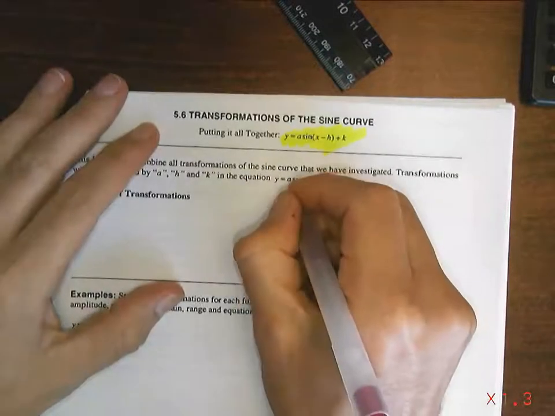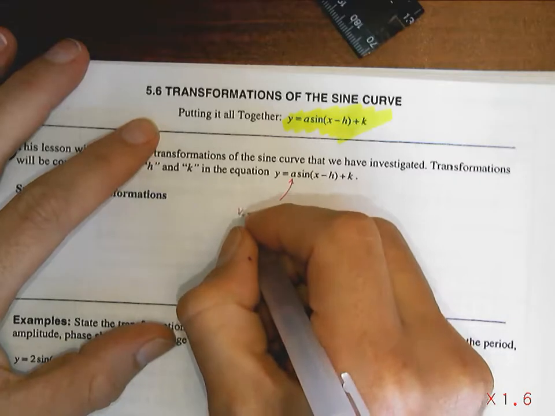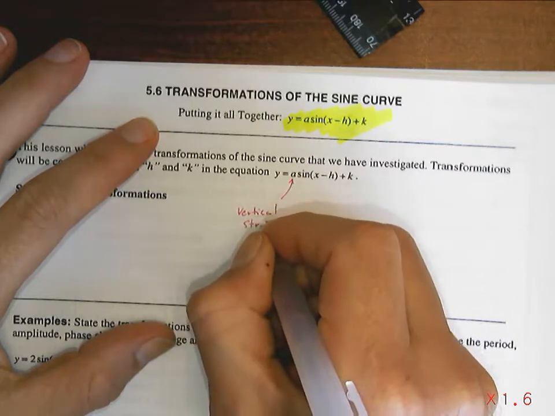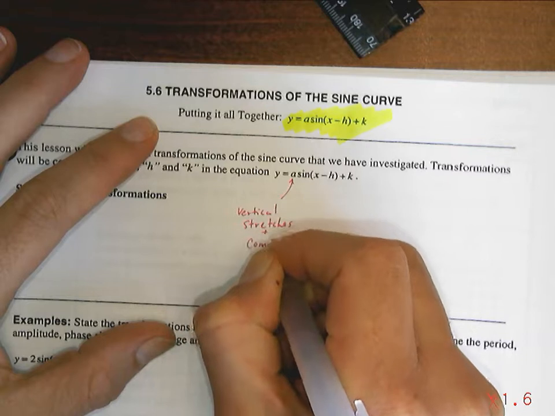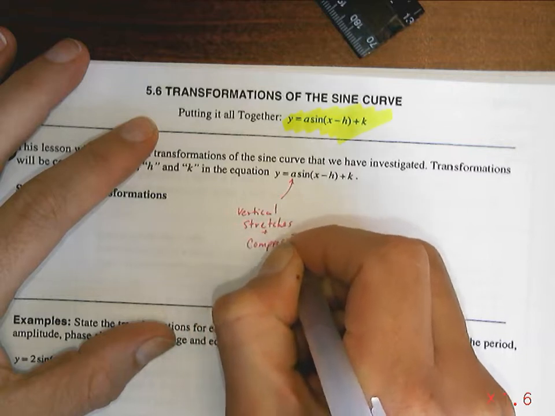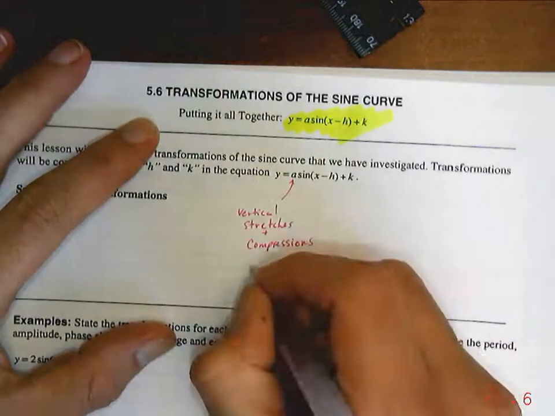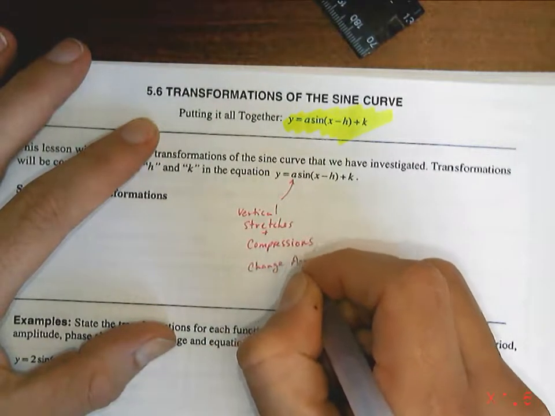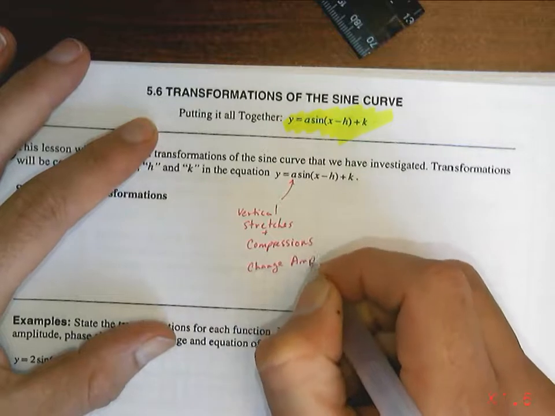So we have this a value here. This a value is going to give us vertical stretches and compressions. That's what it's going to do. And that's going to change your amplitude. So this is going to change the amplitude: how far up I have to go in the y-axis and how far down.